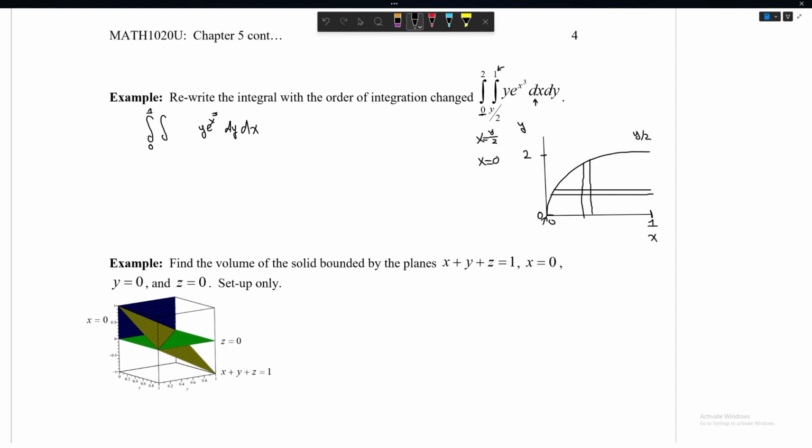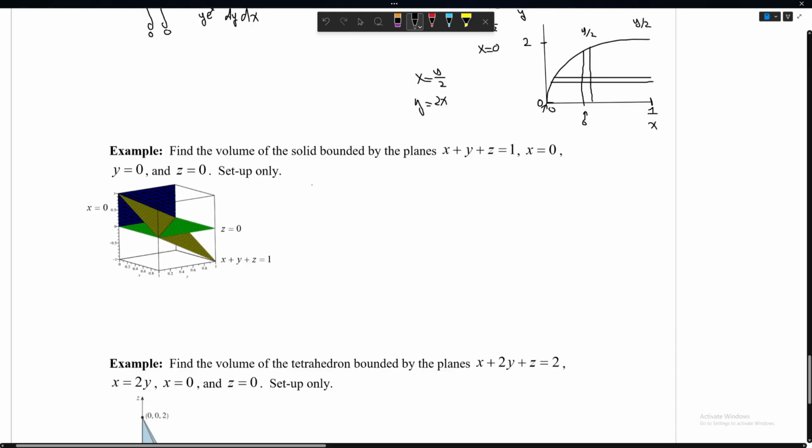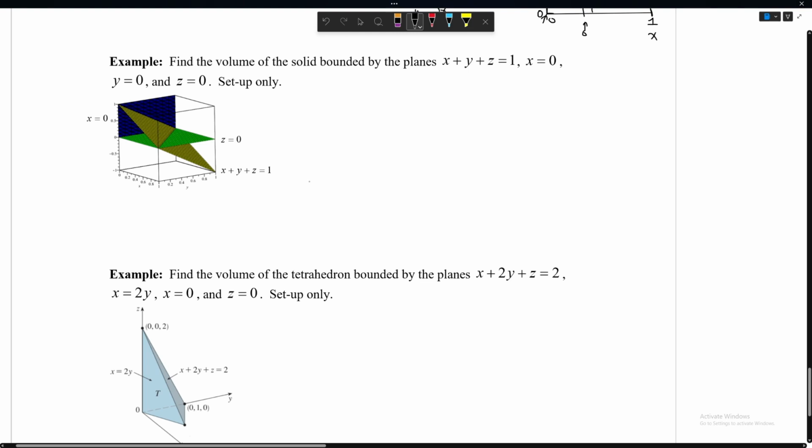Now for my y, instead of before, because I was taking it horizontal, I'm going from 0 to 2. Now I'm taking it vertically, so I am going from 0 to the function. But the function is x equals y over 2. I want it y equals something, so I'll just take it to the other side. And so this becomes 2x. That's really how you can visualize it. It's not too hard if you just practice a little bit.